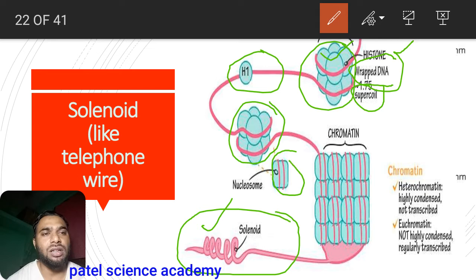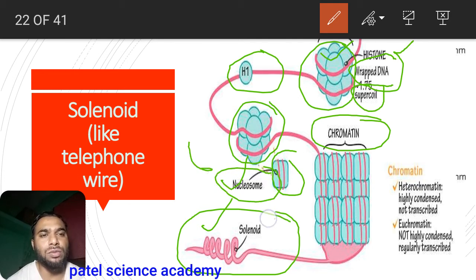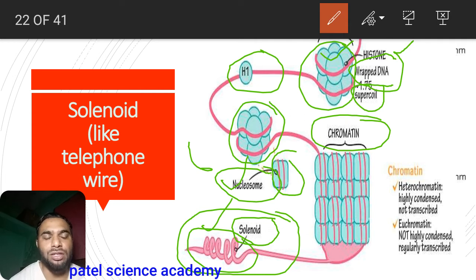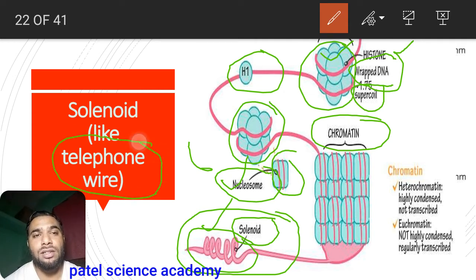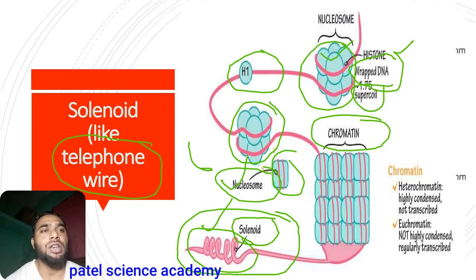You can see here these nucleosomes together form the chromatin structure. I have also explained about it. And these 6 nucleosomes together form the structure called solenoid, which looks like a telephone wire, dear students. So I hope you are getting the idea about the packaging of DNA in the eukaryotic cell.